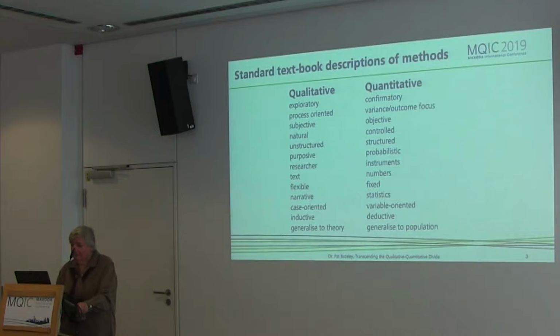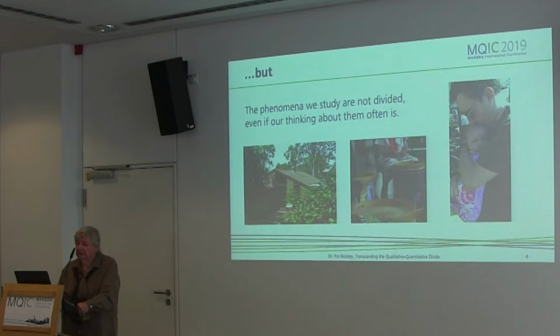What I want to say, though, is that the phenomena we study are actually not divided in that way, even if our thinking about them often is. All phenomena have qualities and quantities, and we do well to pay attention to both. They also have temporal and spatial features, sound, colour, age, permanence, legality, history. And we do well to attend to those features as well. So, we have worked primarily with the qualitative, with text and numbers to describe phenomena, but let's see them more broadly. Let's see them as more holistic.